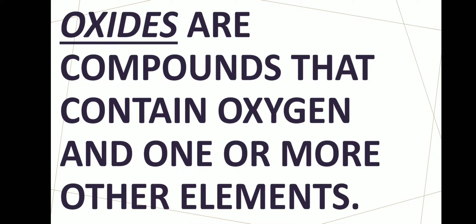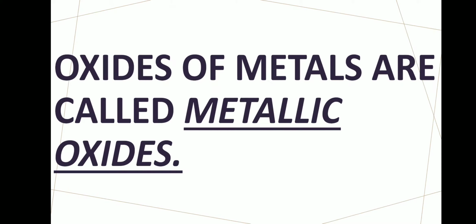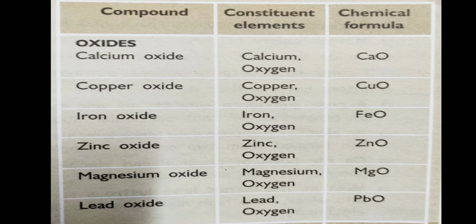Oxides are compounds that contain oxygen and one or more other elements. Oxides of metals are called metallic oxides. Some metallic oxides are calcium oxide made up of calcium and oxygen, copper oxide made up of copper and oxygen, iron oxide made up of iron and oxygen, zinc oxide made up of zinc and oxygen, magnesium oxide made up of magnesium and oxygen, lead oxide made up of lead and oxygen.